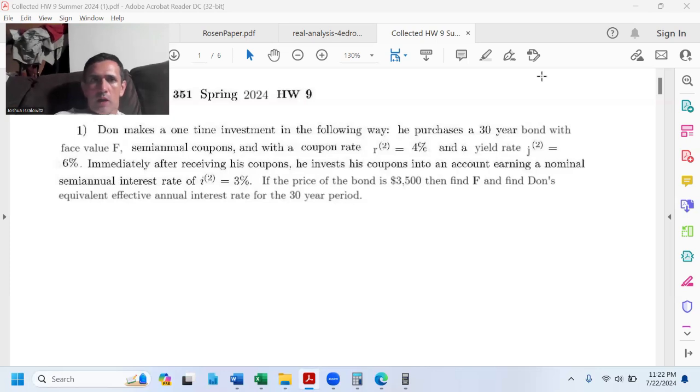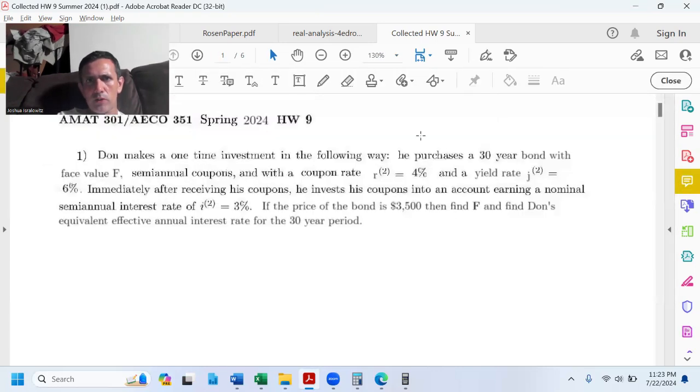Anyway, with that in mind, let's do the first problem. So Don makes a one-time investment the following way. He purchases this bond. After receiving his coupons, he reinvests his coupons, and if the price is 3,500, find face value and Don's equivalent effective annual interest rate.